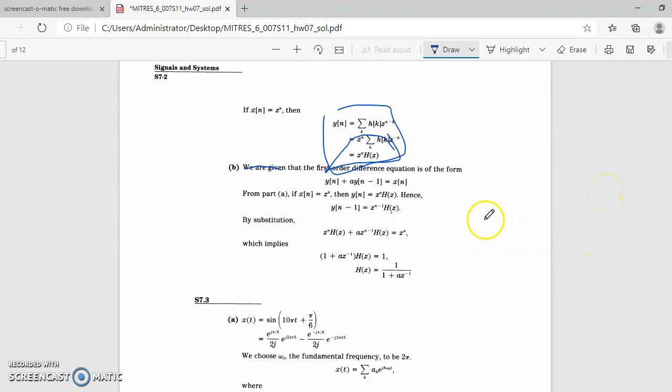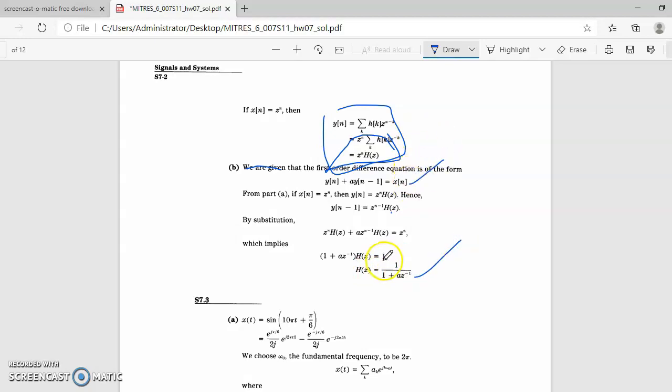Okay, so taking h of z out commonly, our expression is 1 plus a z power minus 1 is equal to 1. So h of z is equal to 1 by 1 plus a z power minus 1. So this is our solution for this expression.